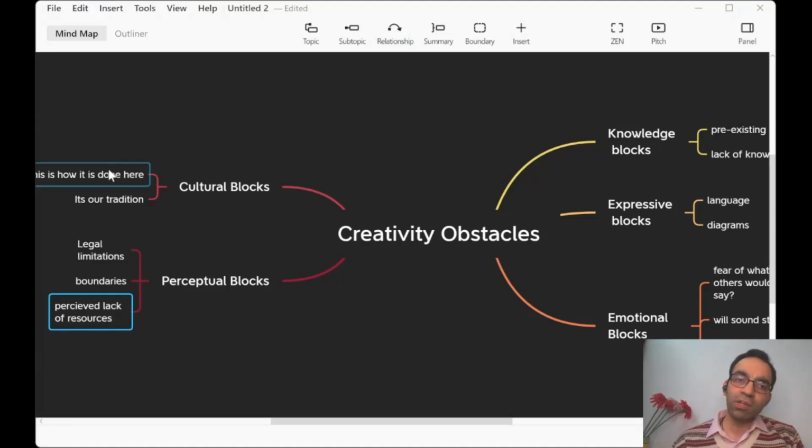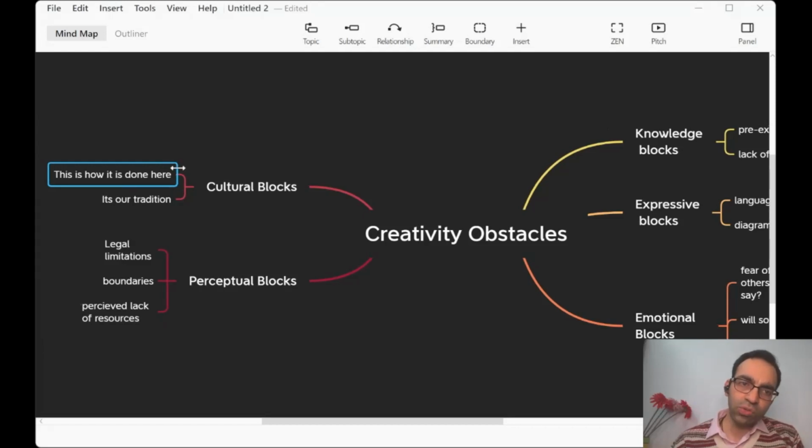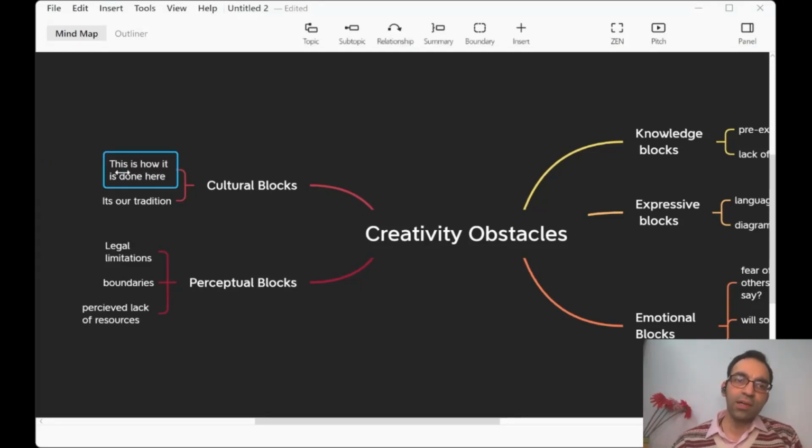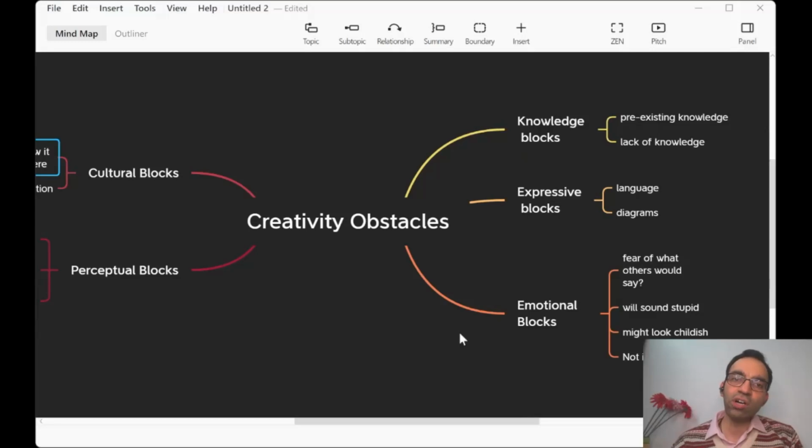So this is one big problem. Because we start to know more things, or we start to worry about more things, we start to perceive more boundaries. We already cut short ideas while they are still in the nascent stage.